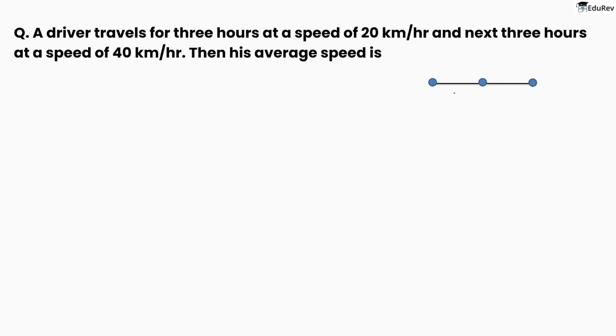Both times the driver travels for the same time with different speeds. Hence, to find his average speed, we can directly use the formula we learned in the second case, where speeds are different but time taken is the same in both travels. So average speed is equal to x plus y divided by 2.